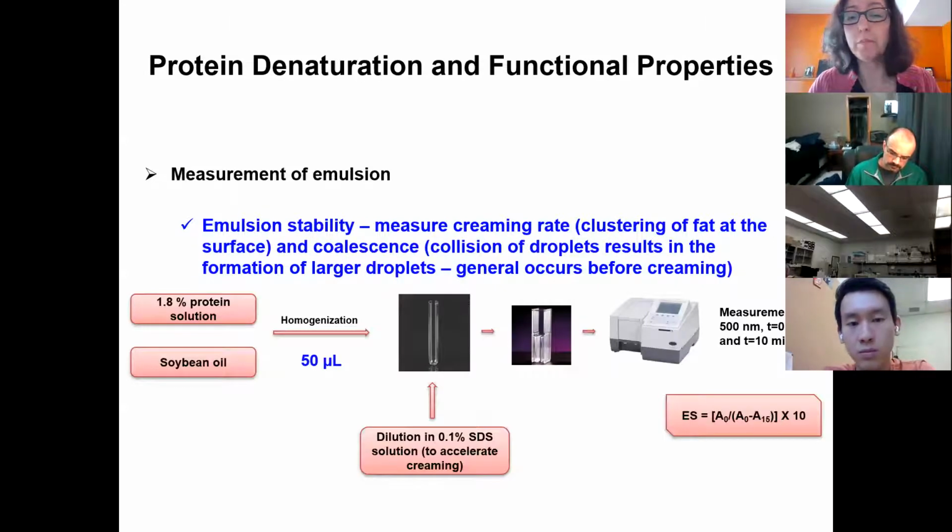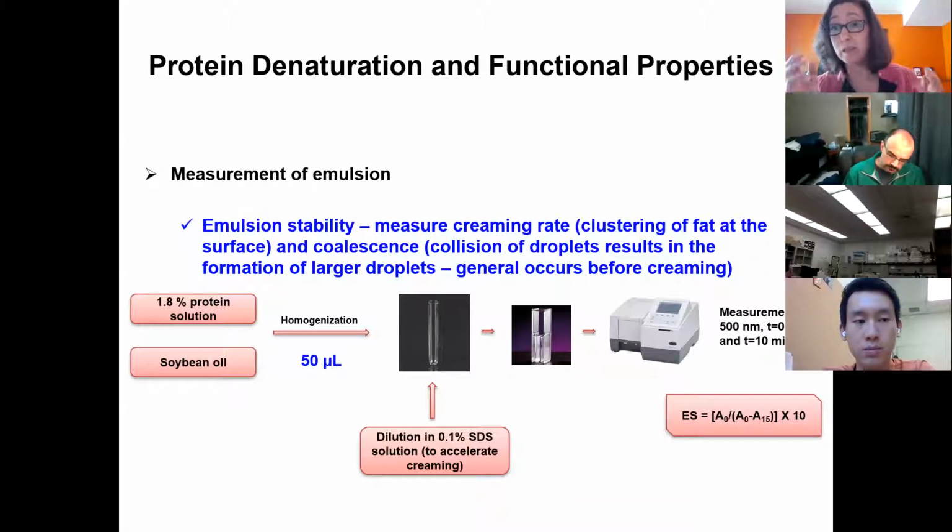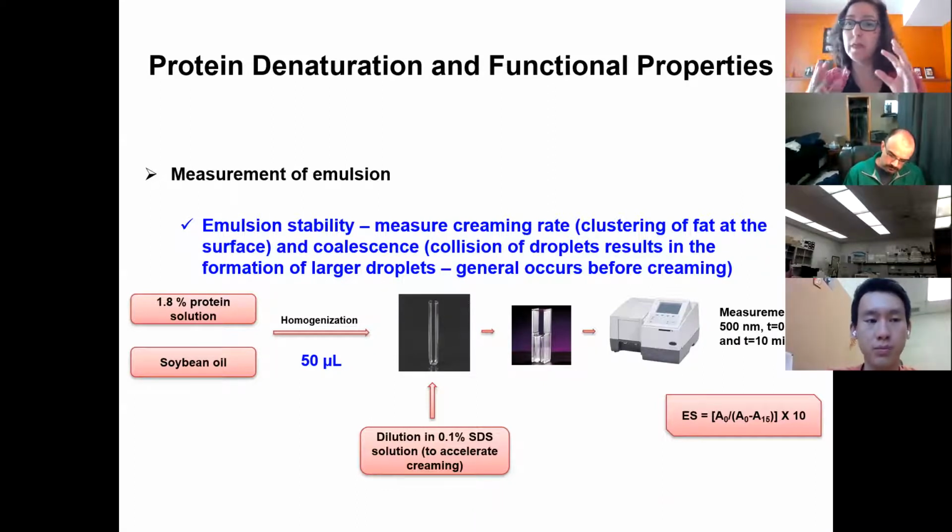So for emulsion stability, we have a method that estimates emulsion stability. We add reagents so that we see destabilization faster than what we normally would. If we form the emulsion and let it sit, it takes a long time to separate, and then we don't have time for that. So there is a method that gives you differences in emulsion stability when you're looking at different proteins in different conditions.